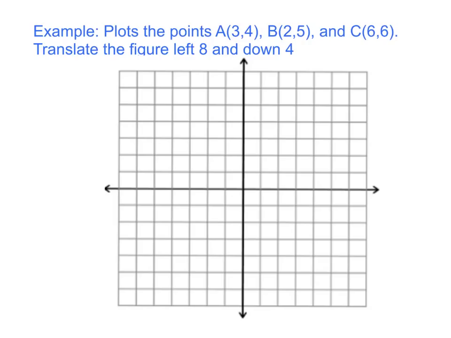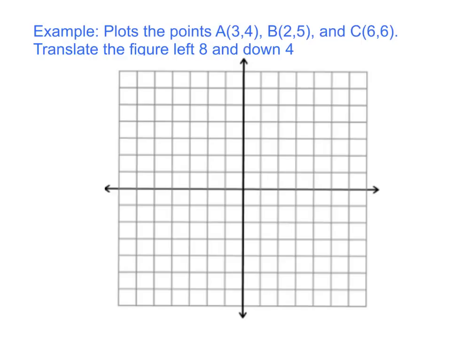Now, here's our next one. It gives you the 3 points, and then it wants you to move them left 8 and down 4. I want you to go ahead and try this on your own using either of the 2 methods, and then once you're done, press play and see if you got it right. I'm going to go ahead and start.